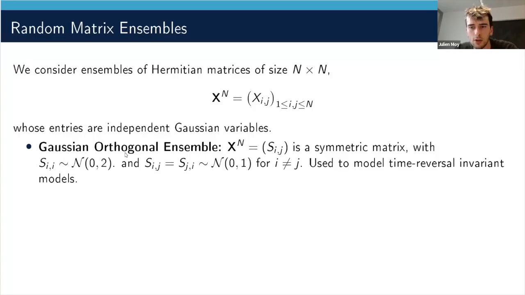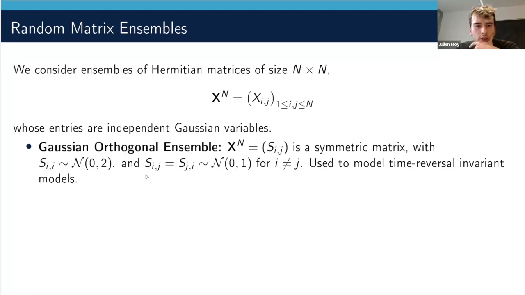And this ensemble is used to model some time-uniform invariant systems. The reason it is called orthogonal is that this ensemble, and especially the probability measure on this ensemble, is invariant when you multiply a matrix by an orthogonal matrix.